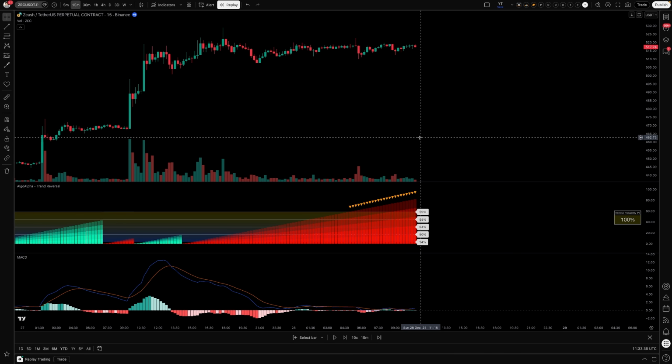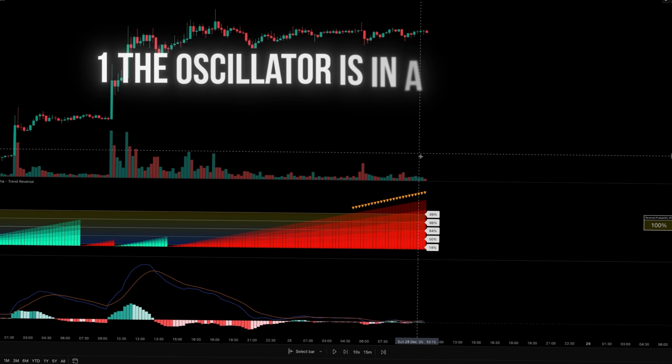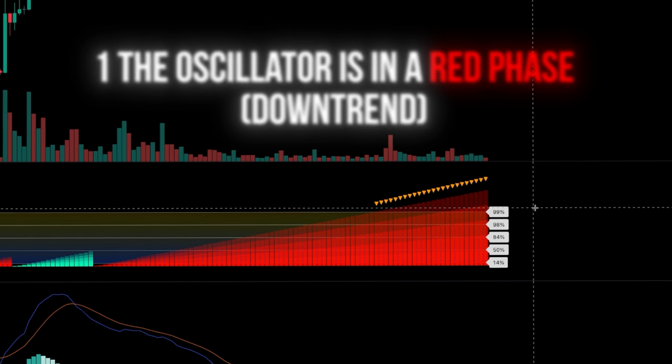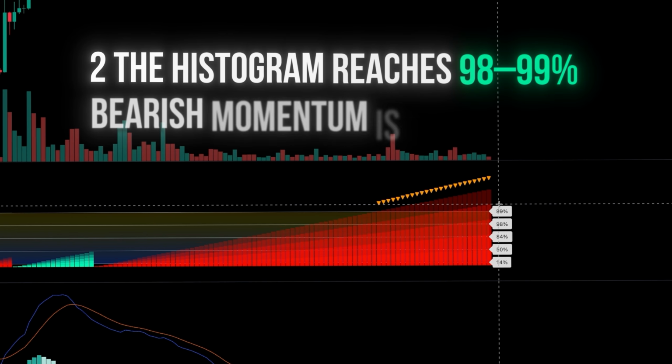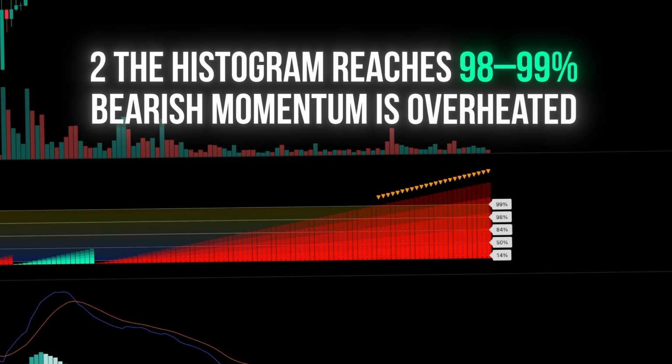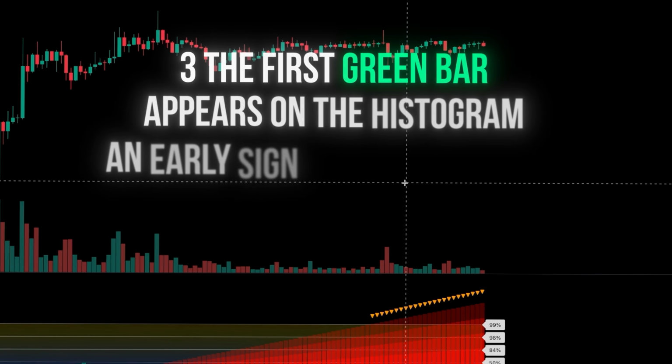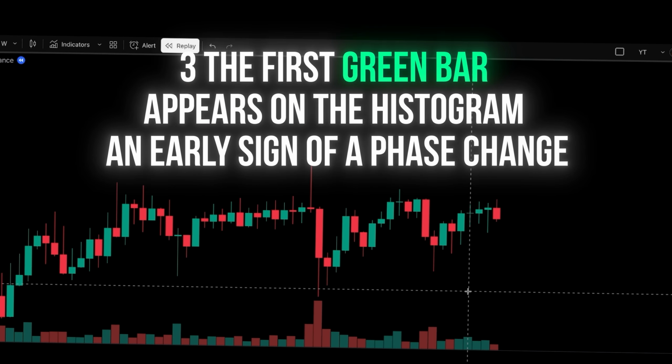Here's a clear step-by-step scenario for entering a long position. First, the oscillator is in the red phase. This means a downtrend. Second, the histogram reaches 98 to 99%. The bearish impulse is overheated. Third, the first green bar appears on the histogram, an early sign of a phase change.